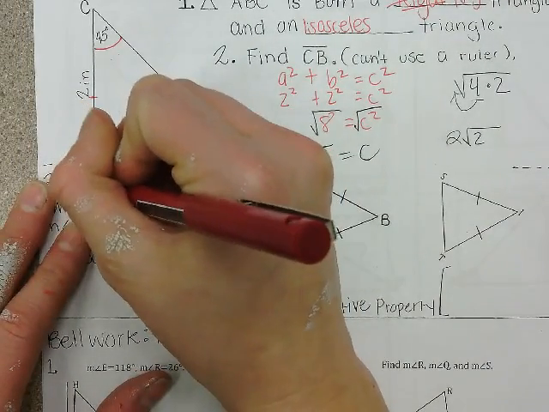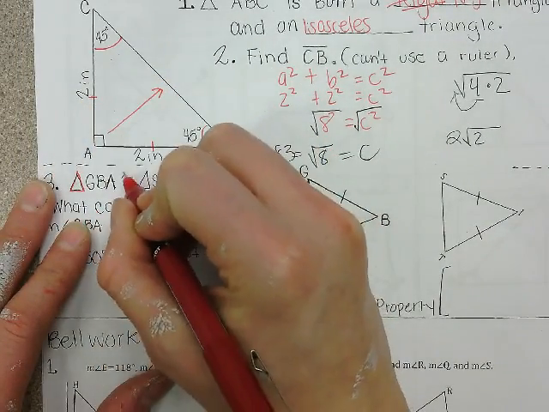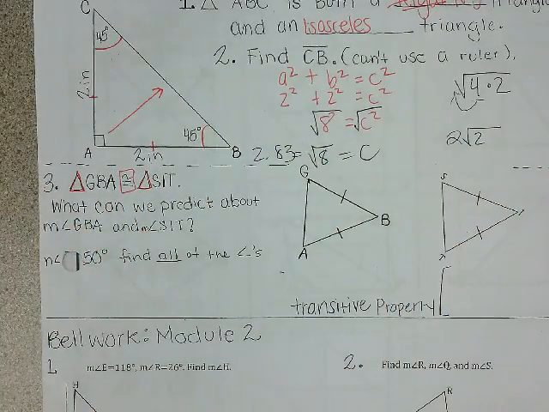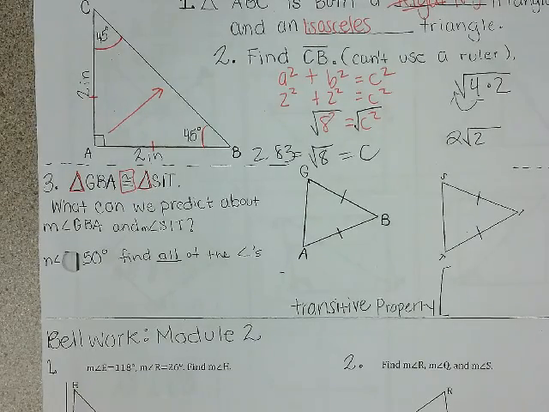So this says triangle GBA is, what is this? Congruent to triangle SIT. All right, so congruent means equal, right? So that means their corresponding sides, so GB and SI would be congruent. AB and TI would be congruent. GA would be congruent to which side over here? ST. All right, so corresponding parts are congruent. Corresponding, same spot in two different shapes.